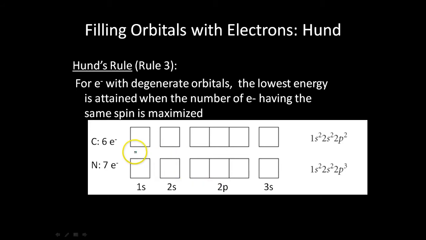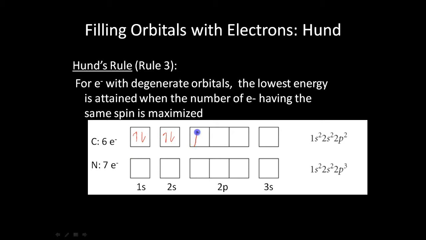I'm going to show two examples of this. I've got carbon and nitrogen. Carbon has 6 electrons, nitrogen has 7. If I start filling in electrons, I put 1 electron here, second electron there, right? Because this is the lowest energy. This is the next lowest energy, 1, 2. So that's 4 electrons I have accounted for. I need to put in 2 more.